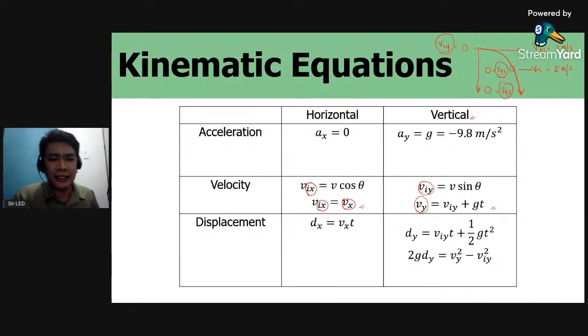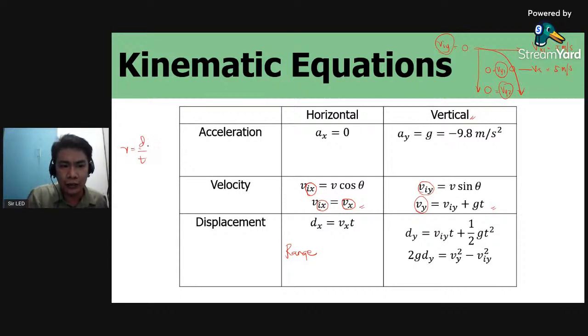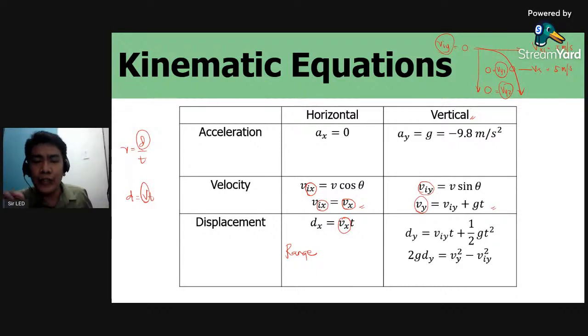And now for the displacement, for the range, since this is uniform motion, we just simply use the formula v equals distance over time, and solve for d. d is equal to v times t. But take note of the velocity that we will use. We will use v sub x. Do not use the vertical component for the range because range is a horizontal component.